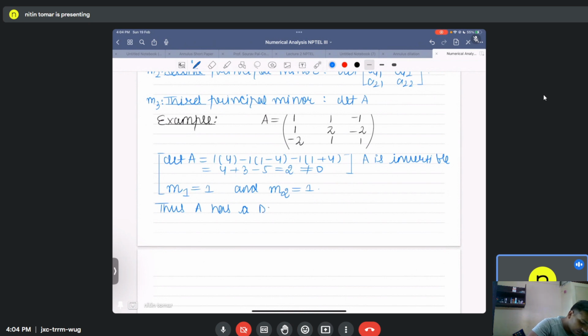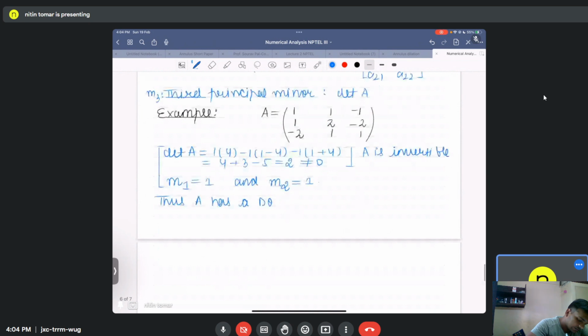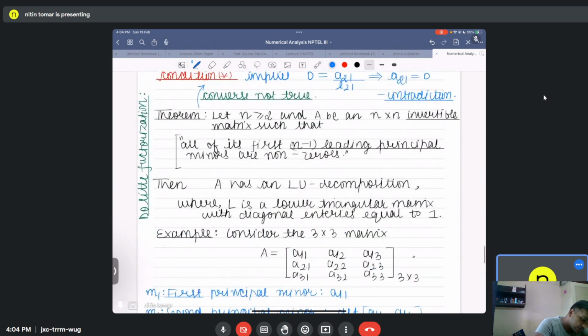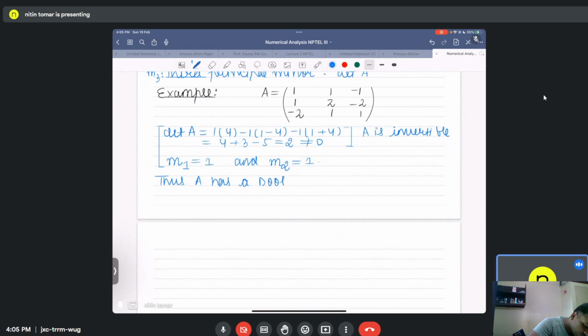Oh, Doolittle, yeah. Sorry, it's double O. I'm really sorry. It's Doolittle, D-O-O. So A has a Doolittle factorization.